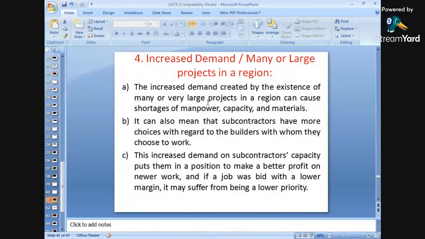Increased demand and many large projects in the regions. When the demand is more and the availability is also more, the profit is less. When the demand is more and the availability is less, then the profit will be more. When the demand is more and the availability of a particular resource is less, the cost will be more. So this is again a type of cost escalation.